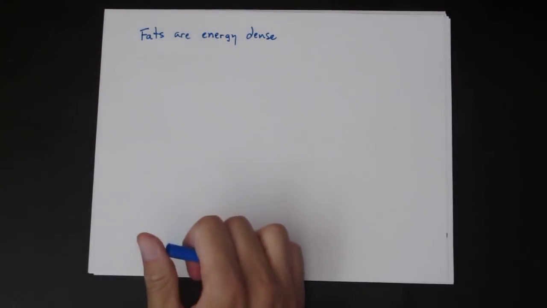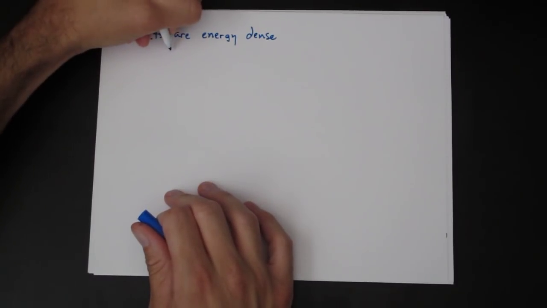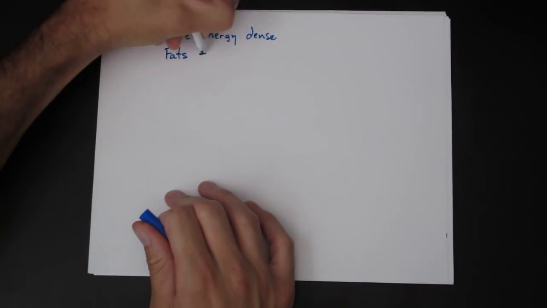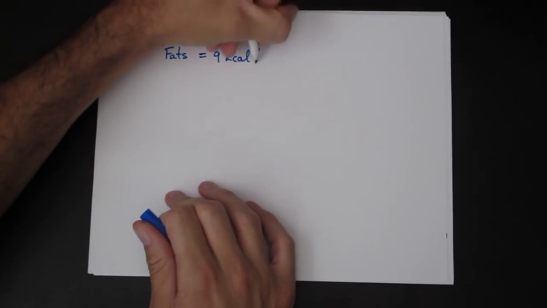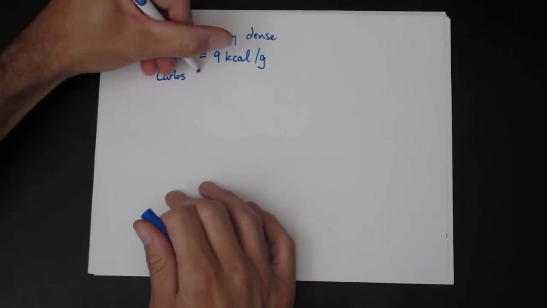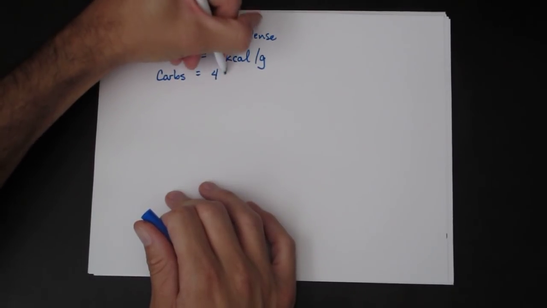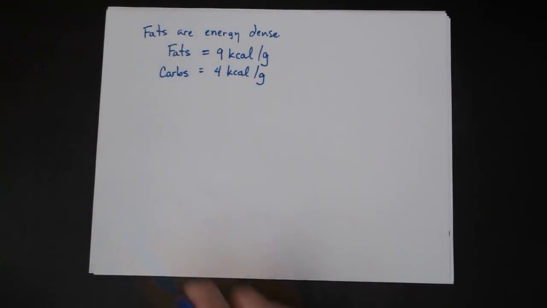Fats are incredibly energy dense, right? Those numbers that I mentioned just a second ago: fats have 9 kilocalories per gram. Carbohydrates, I misspoke slightly, have 4 kilocalories per gram. So fats have more than twice as much energy per unit mass than carbohydrates do. And it's because of their structure and how many times they turn the wheel.